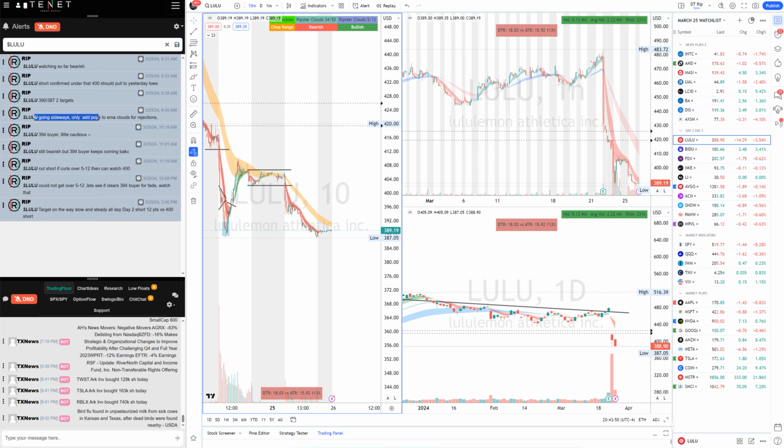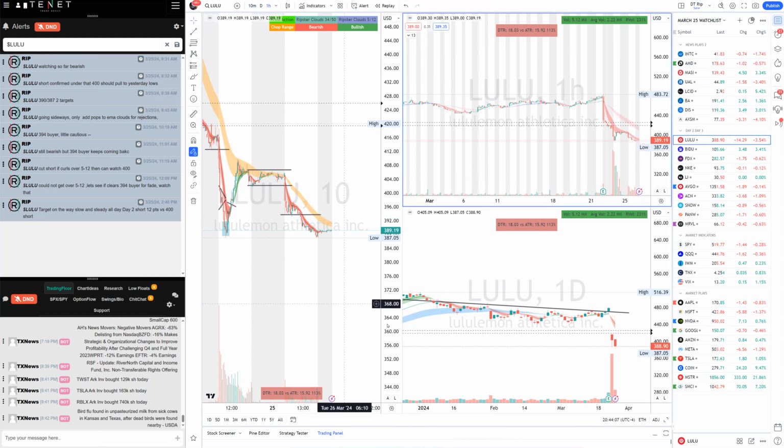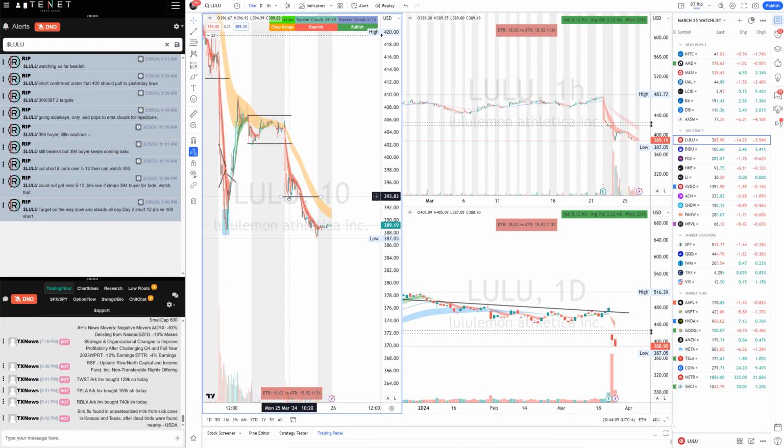So it was going sideways. I said add the pops. 394, little buyer. So I told them there's a buyer at 394. Little cautious, but it never turned over the clouds. It was still bearish, but the 394 buyer kept swiping here. It's still bearish, but you just need to manage your positions. The only reason I say that, if you keep adding here, that's not good. You need to add at the pops.